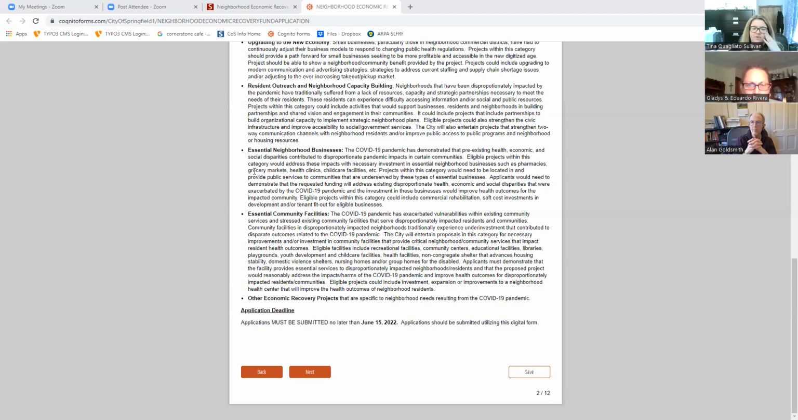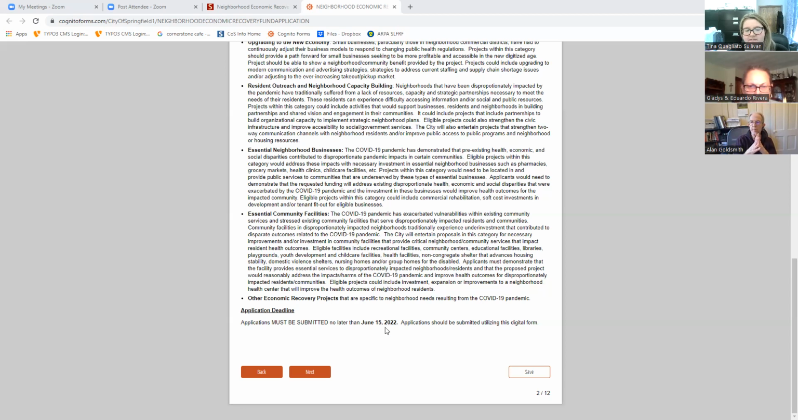And that's the same thing for essential community facilities. These are all of those facilities that we think about when we're talking about public services. So recreational facilities, community centers, educational facilities, playgrounds, youth development, childcare, health facilities, those kinds of things. Folks could submit projects to invest in or expand those facilities, given that they can show that doing so and receiving those funds would improve the health outcomes for neighborhood residents.